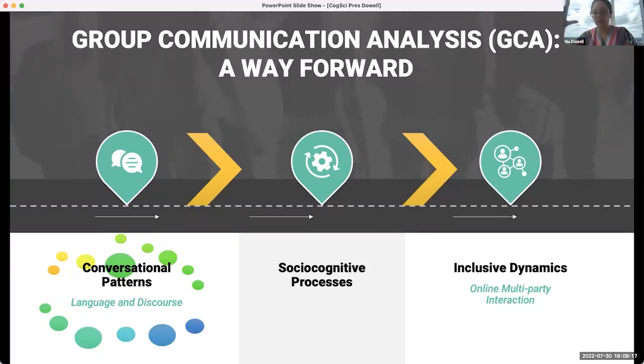We've also used this to understand the emergent roles that individuals occupy within a team. So are you a leader or a follower or a socially isolated individual, or a host of other things, but we'll get into that in a second.